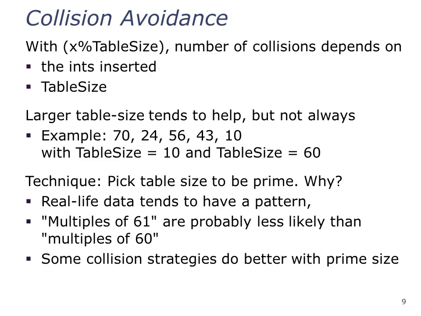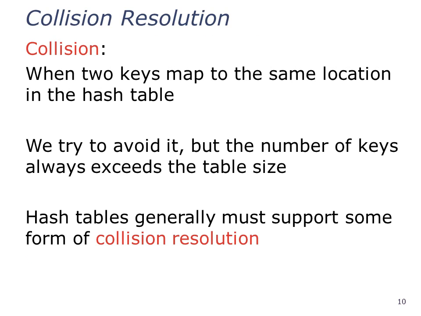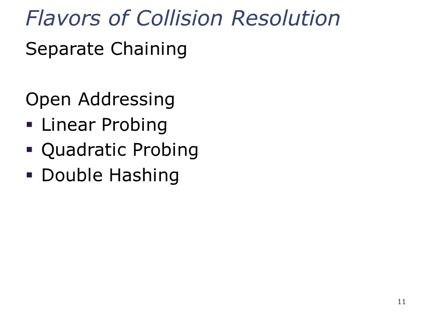A table size can be a prime number, and the larger the table size, we can use this for collision avoidance. But still, there can be a collision, and for that, we require a collision resolution technique. Again, we'll see what a collision is: when two keys map to the same location in a hash table, then we say that there is a collision, right? And there are a few methods for collision resolution.